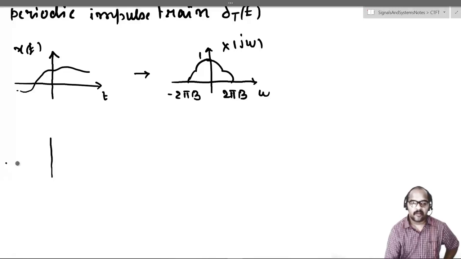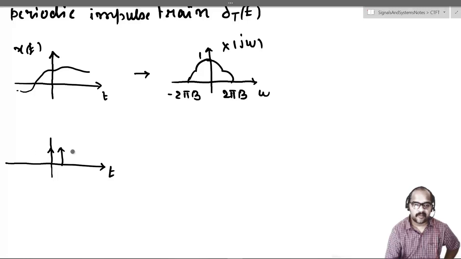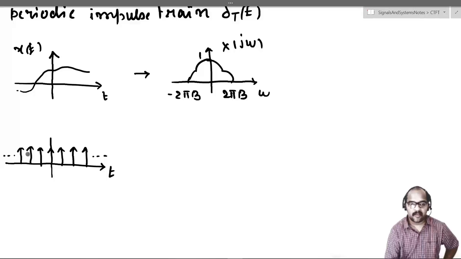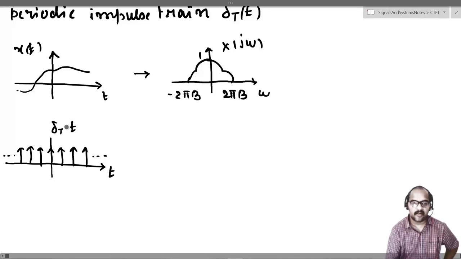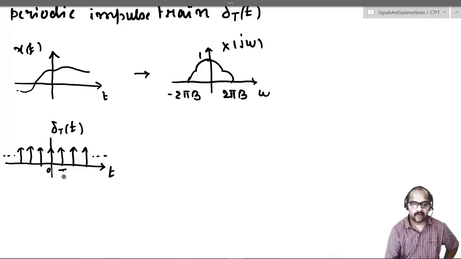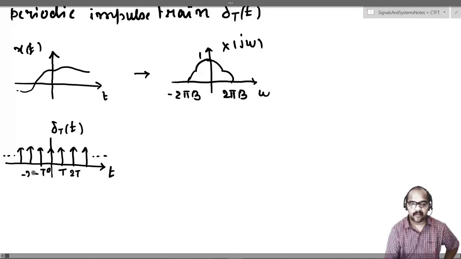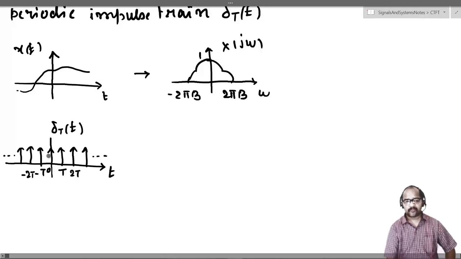So if this is multiplied with the periodic impulse train, it looks like this. The periodic impulse train is this, right? Let's assume that the period of the periodic impulse train is capital T. You multiply our signal x of t with the periodic impulse train. So this is our delta T of t. This is 0 and the period is assumed to be T. So you will get T, 2T, 3T and so on. On the negative side you will get minus T, minus 2T and so on.